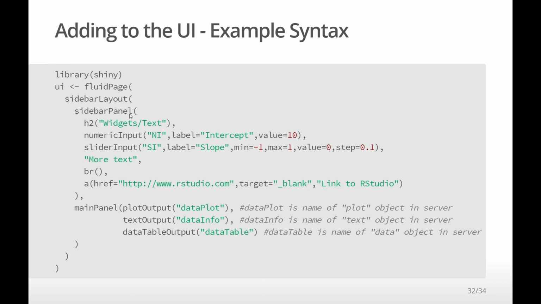Okay. From there, I now have my main panel, and now I'm going to actually output things from my server file. So within my server file, I'm creating a plot called data plot. I'm creating some text output called data info, and I'm creating a data table output with data table. And so I'm just, again, separating these with commas.